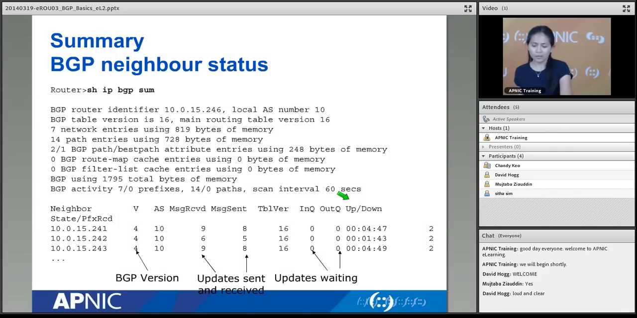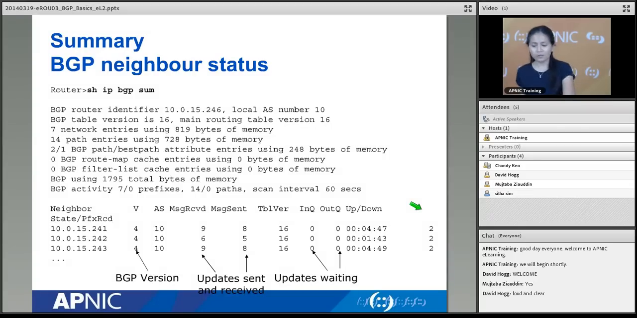And if the adjacency has been successfully completed, okay, you now will see prefixes, the number of prefixes that is announced to you. In this case, we're receiving 2 prefixes each from our 3 neighbors, 2 for 1, 2 for 2, and 2 for 3.